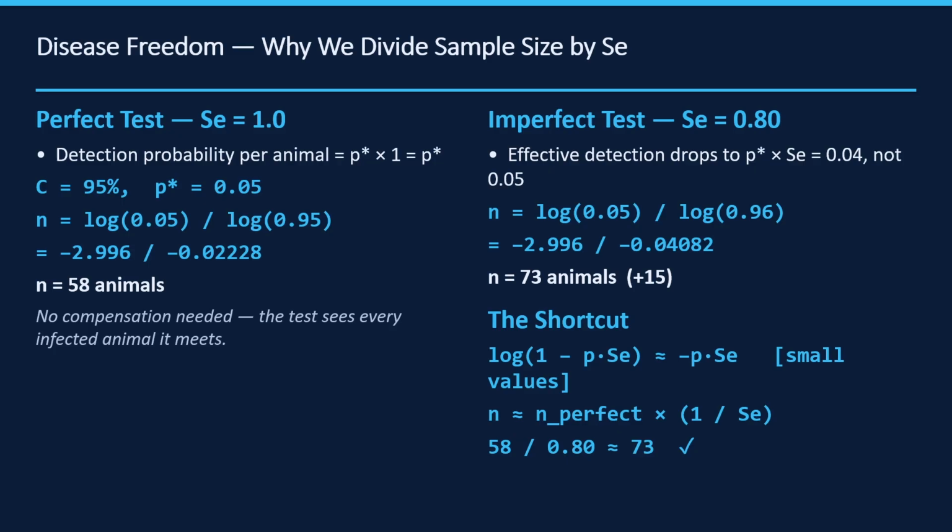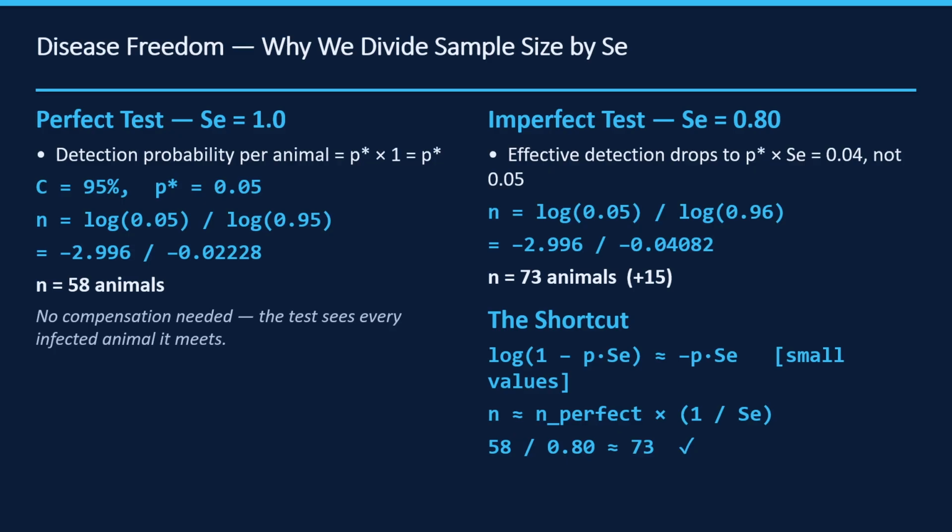Let's finish the diagnostic story with the question everybody asks. Why do we divide sample size by sensitivity? Compare 2 worlds. Perfect test, sensitivity 1. The detection probability per animal is just P star. With 95% confidence and a design prevalence of 5%, n equals log of 0.05 over log of 0.95. That's minus 2.996 over minus 0.0223. 58 animals.